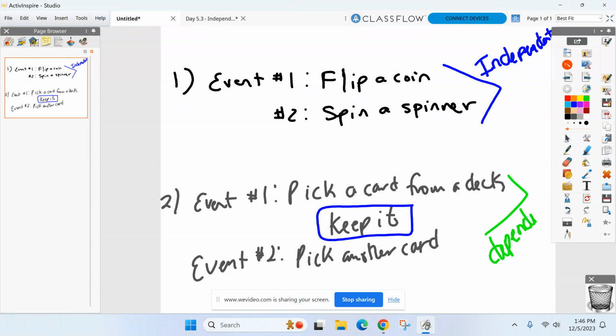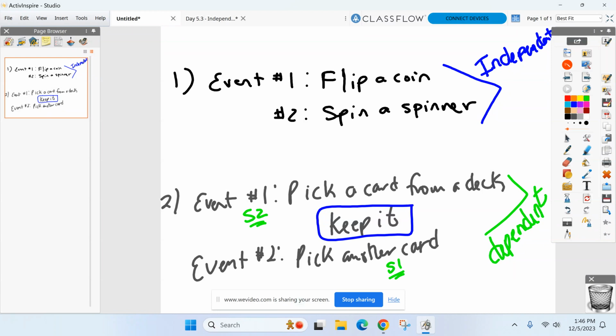Why? Because when I kept that first card from the deck, now my options are one less when I pick the second card. Because remember, there's 52 cards in a deck. Now there's only 51 when I keep the first one. All right, now there's only 51 for my second choice. So if the first event has any effect on the outcome of the second one, we call it dependent.